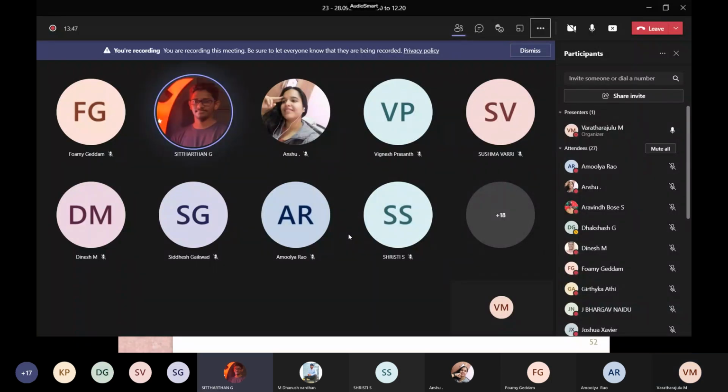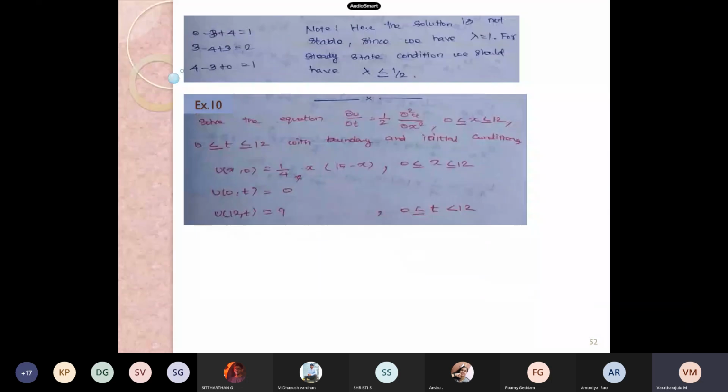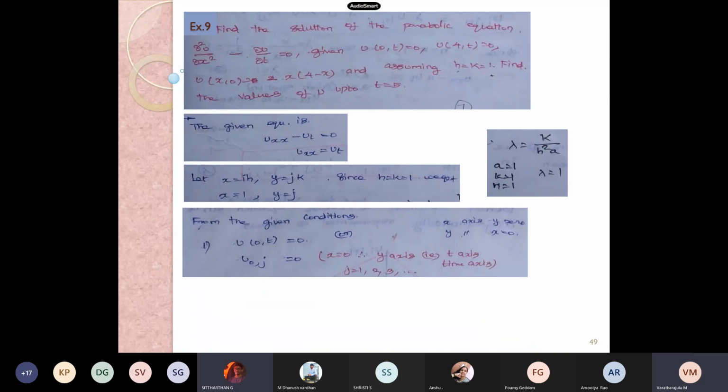So lambda is 1 by 2 when h is equal to k is equal to 1. Yes, Siddharthan. When you are talking about lambda, h and k are equal to 1, you are calculating the lambda value. What is lambda which we have considered earlier? K divided by h square a, right? Yes, sir, k divided by h square a.